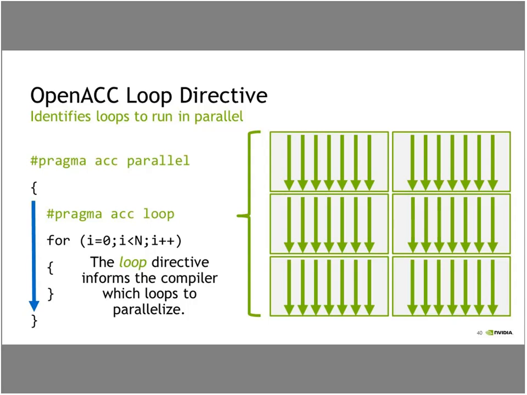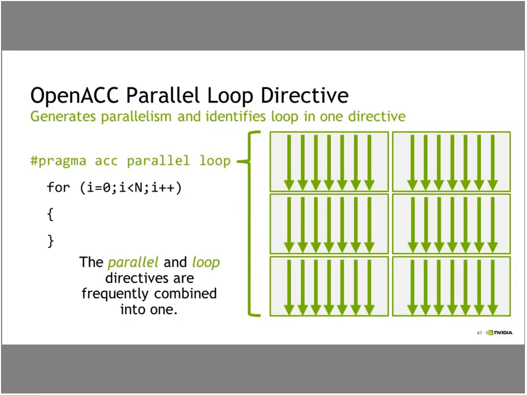Now note that parallel and loop are so often used together that we do actually have a shorthand for it, and it's simply ACC parallel loop. And so that just combines the whole operation into one. It generates the parallelism in the form of these 6 parallel gangs, and it identifies the loops to go together here. So all of that happens in one step.